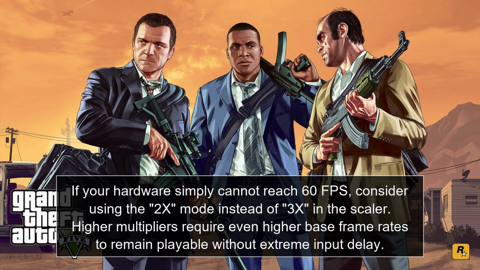If your hardware simply cannot reach 60 FPS, consider using the 2x mode instead of 3x in the scaler. Higher multipliers require even higher base frame rates to remain playable without extreme input delay.